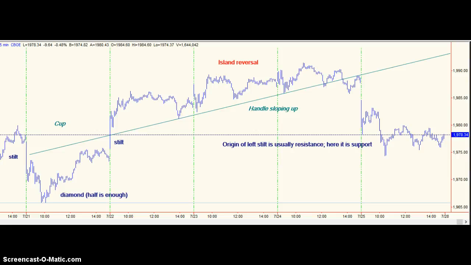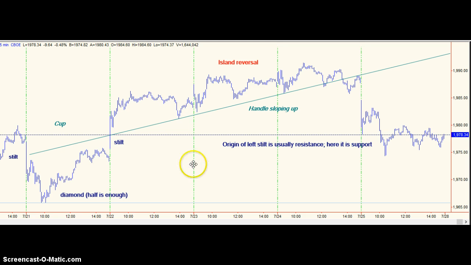There are a number of other ways to look at the same thing. In red, we have an island reversal, pretty negative. In green, we have a cup with a handle sloping up, a break under the handle, a retest, and a collapse. That's not good, and it predicts that the low of this cup is going to be undercut.